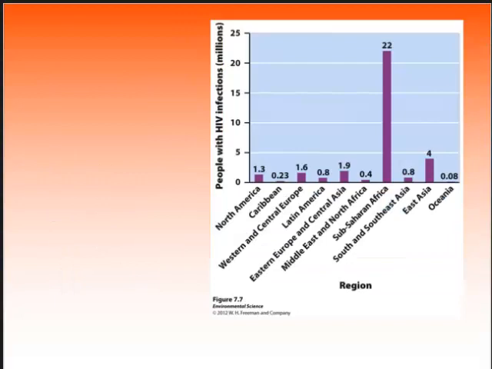Okay. So now I want you to look at, these are like the North American continent, and these are the number of people in millions that are infected with HIV. Now compare us to, oh my God, look at this bar right here. Sub-Saharan Africa, and how many people per are infected with HIV. And then compare us to these other countries.